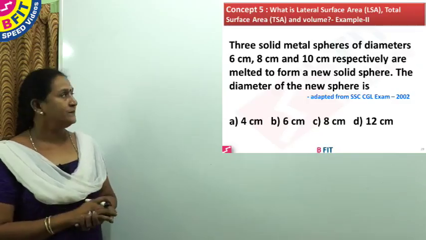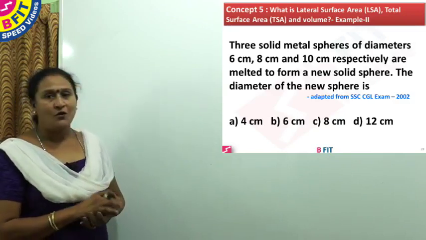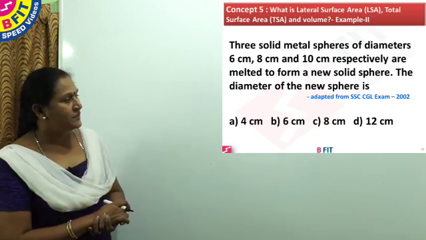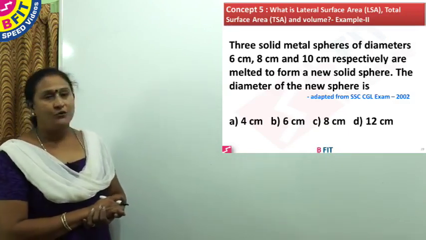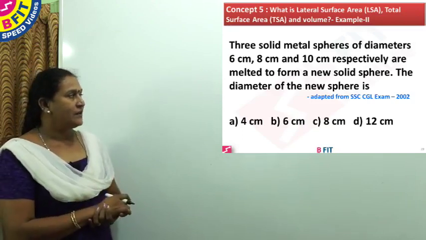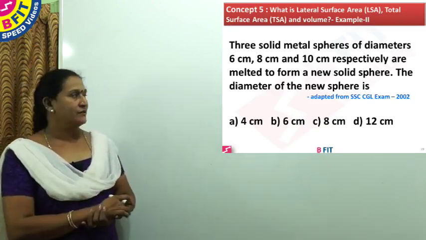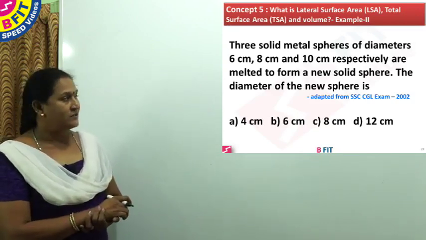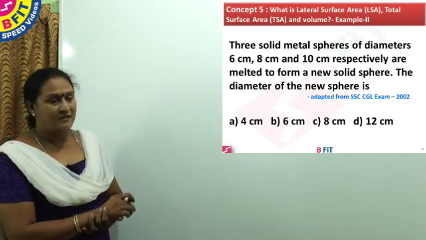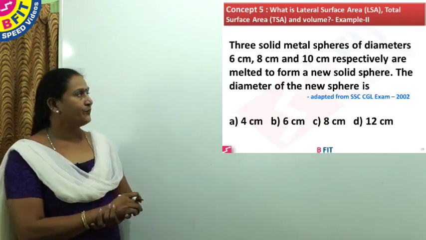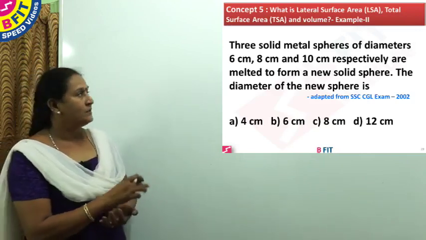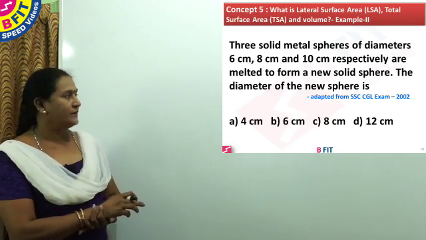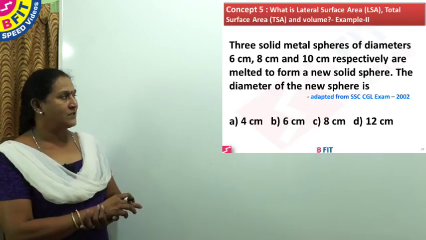So the question is, 3 solid metal spheres of diameters 6 centimeter, 8 centimeter and 10 centimeter respectively are melted to form a new solid sphere. The diameter of the new sphere is. So here there are 3 spheres whose diameters are given. And this is adapted from the question from the exam SSC CGL 2002. These 3 spheres are melted to form a new solid sphere, and the diameter of the newly formed sphere is asked.